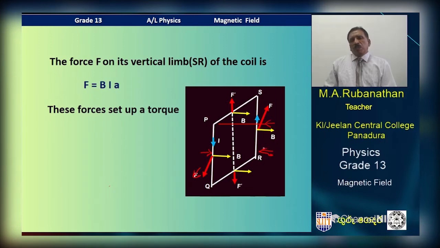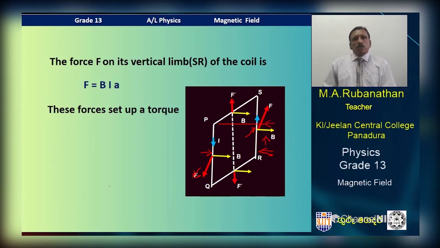Again, we use Fleming's left-hand rule for this limb SR. We find the force in the other direction, because the current is in the opposite direction. Therefore, the force must be opposite to the earlier one. So these two forces are parallel, and therefore these two forces make the torque.